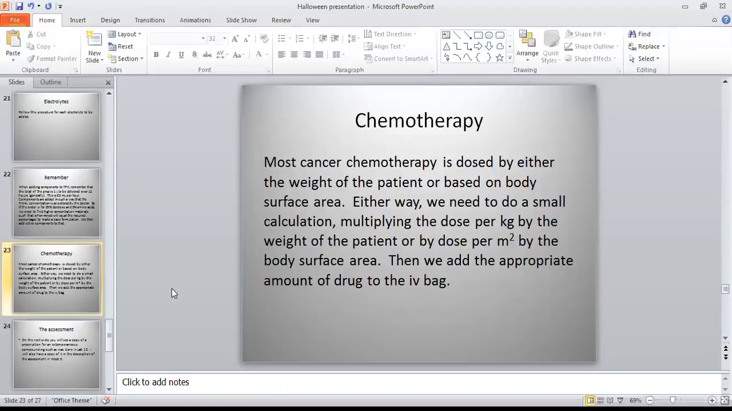So if we had a patient who weighed, say, 70 kilos, we'd have to give 2,800 milligrams of drug. We multiply milligrams per kilogram times the kilogram weight of the patient.